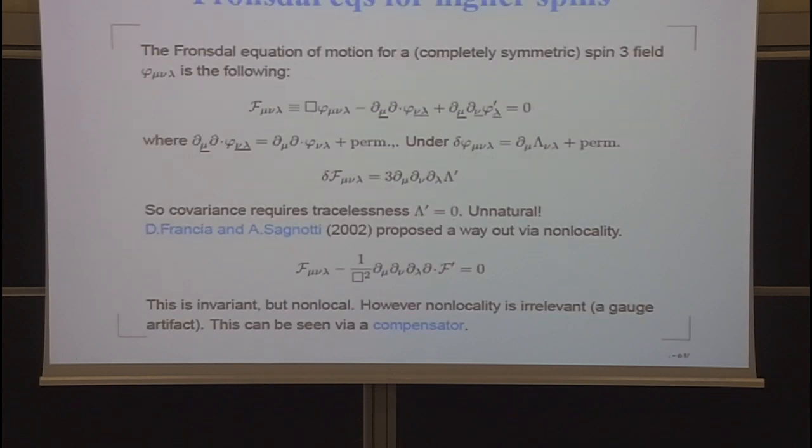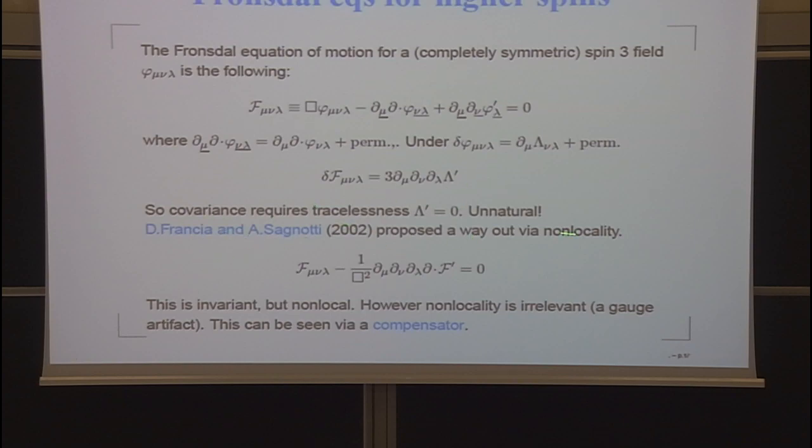Perhaps I should spend some time explaining what the non-local Fronsdal equation is, which was proposed a long time ago for the spin 3 field, which is this, where, again, the underlines, as I said before, mean symmetrization. If I take the variation with respect to this transformation, I get the following result. So this is invariant if we assume that the gauge parameter is traceless, which is not a very pleasant thing to do.